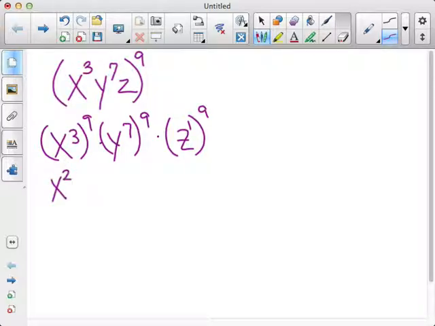Now we can go through and do the multiplication. 3 times 9 is 27. 7 times 9 is 63. And then 1 times 9 is 9. So you end up with a simplified version: x to the 27th times y to the 63rd times z to the 9th.